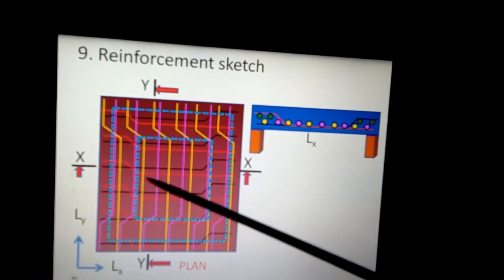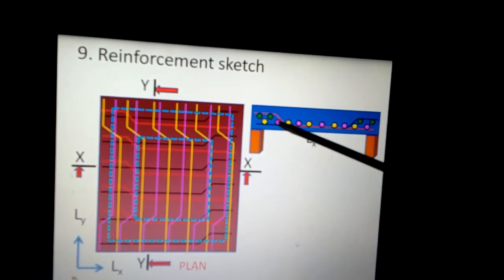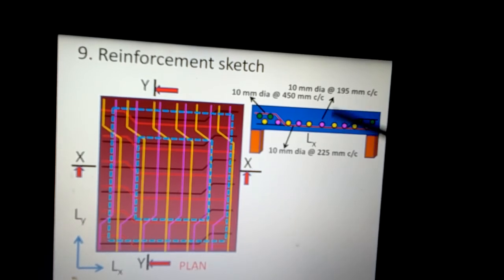When we cut the section along XX, then these bars will be visible in cross section as circles. So the designation for the bars is written on the cross section. The main steel along the shorter span is 10 mm diameter bars at 225 mm center to center, but 10 mm diameter bars at 195 center to center are provided along the longer span, shown here as circles, and it is the pink bar as straight bars in the plan.